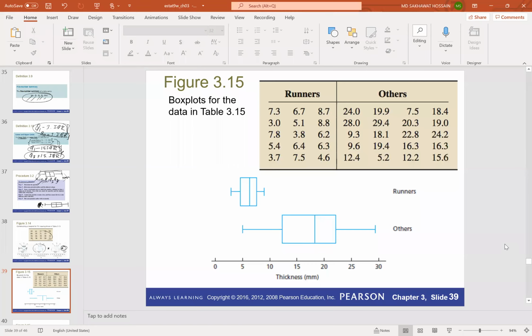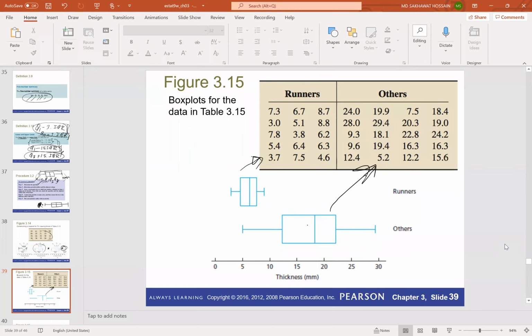Okay, so here we have 2 data sets. One is runners and the other is others. We constructed the box plot for these 2 data sets, and this is the box plot for the first one, and this is the box plot for the second one. So actually we use box plots to compare data sets. Now based on these 2 box plots, we can compare these 2 data sets.